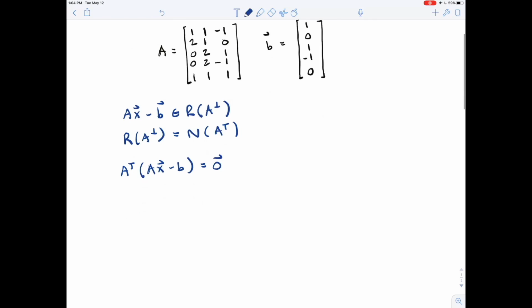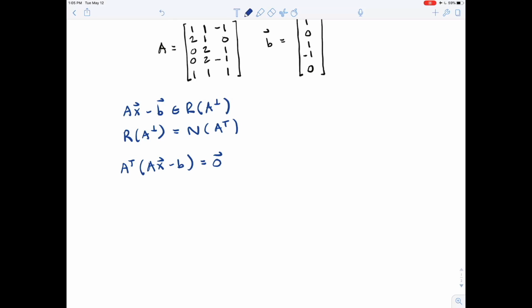And from that, with some algebra, we get A transpose times A times x minus A transpose times the vector b equal to the zero vector. Then adding A transpose times the vector b to the other side, we get A transpose times A times x is equivalent to A transpose times b.